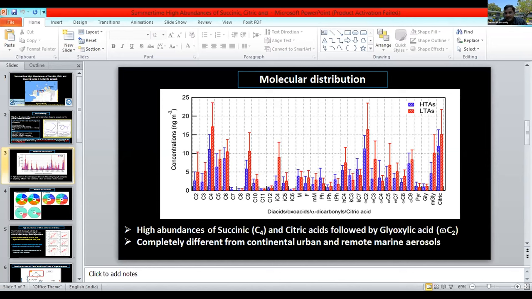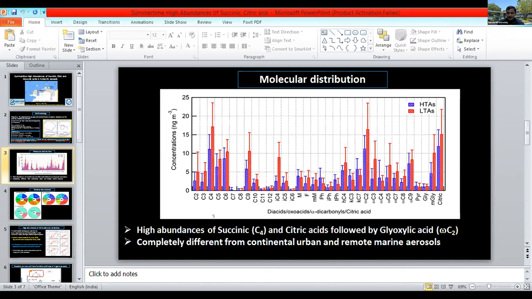That means this citric acid formation is associated with biogenic emissions. Those precursors may form on the sea surface microlayer via sea-to-air emission, and then be emitted into the atmosphere. This is the typical molecular distribution. Usually in continental urban aerosols, we found a high abundance of oxalic acid, but in Antarctic aerosols, we found very low abundance of oxalic acid. This is a very remarkable finding, as well as this high abundance of succinic acid, which again indicates the importance of biogenic emissions over the Antarctic aerosols.